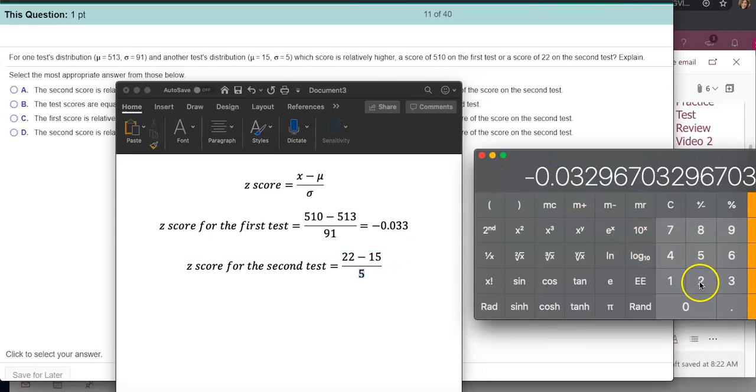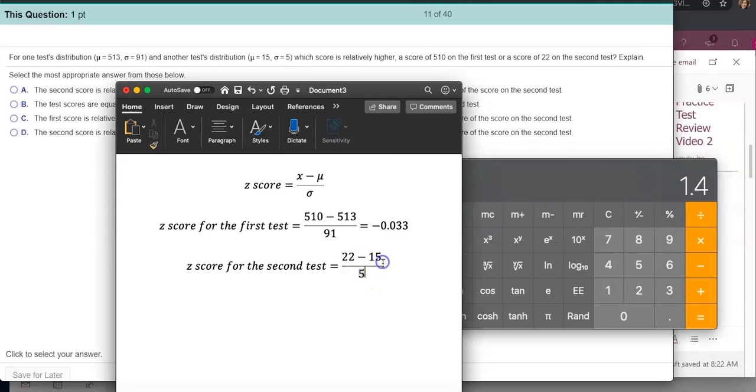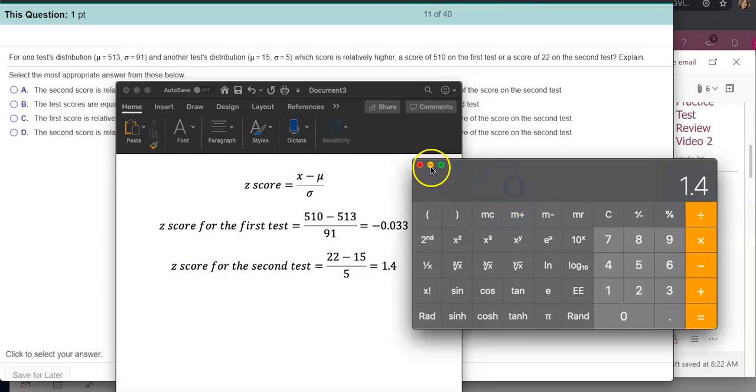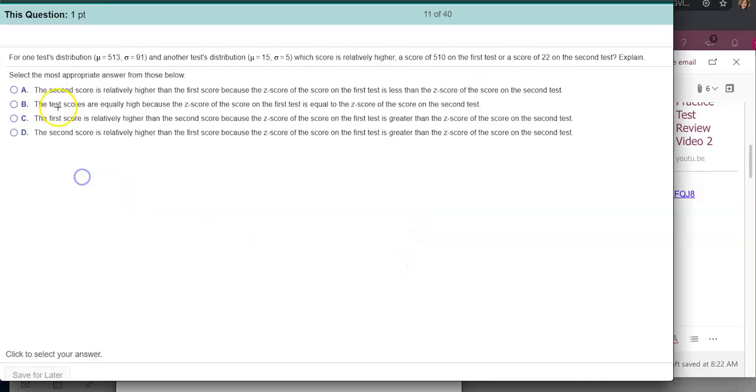What's the z-score for this one? 22 minus 15, and then you're going to divide that 7 by 5. The z-score came out to be 1.4. So for the second test, he did 1.4 standard deviations above the average. And for the first test, he did lower than the average. So of course, which test did he do better? The second test. The second score is relatively higher than the first score because the z-score on the first test is less than the z-score on the second test.